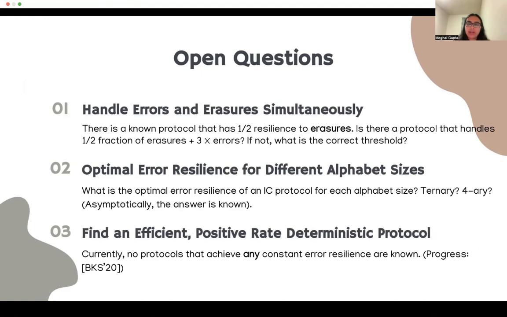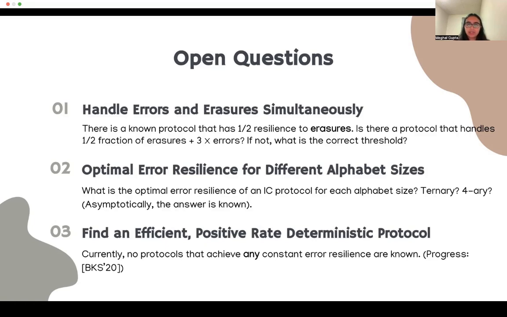There's a known protocol that gets 1/2 resilience to erasures, and a protocol that gets 1/6 resilience to errors. So the question is, can you do that simultaneously? Can you get a protocol that handles 1/2 fraction of the quantity erasures plus 3 times errors? Some intuition for why this might be possible is in the one-way communication setting. You can get something that handles 1 fraction of the quantity erasures plus 2 times errors, which is more reasonably tight, because you can handle 1/2 fraction of erasures and 1/4 fraction of errors simultaneously.